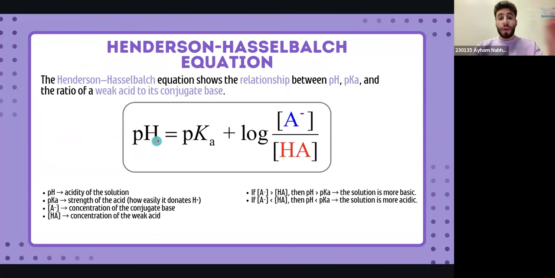How do we calculate pH? We calculate it by having pKa, which is a constant for each acid, plus the log of the concentration of the conjugate base over the concentration of the weak acid. You need to know this equation, and you need to know the breakdown of this equation because it's a very important equation. They might bring it in the exam. They're going to give you three values and ask you for one of them.